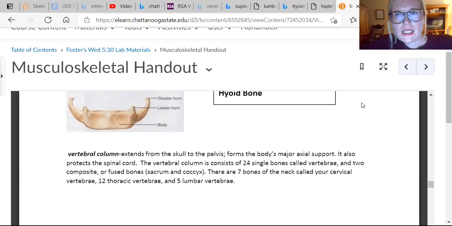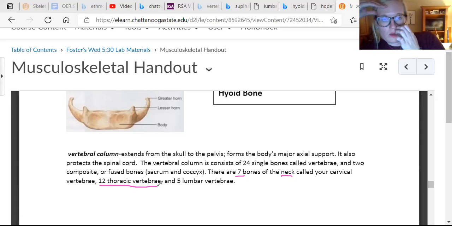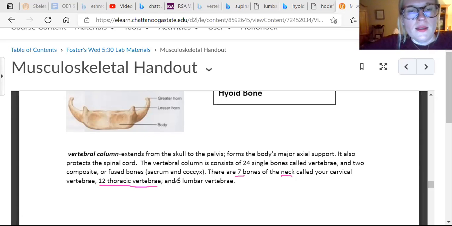So you've got 7 cervical vertebrae. So think about eating breakfast at 7. They form the neck vertebrae, called your cervical vertebrae. And then there's 12 thoracic vertebrae. And think about eating lunch at noon, right? Then there's 5 lumbar vertebrae. So think about eating dinner at 5. So breakfast at 7, lunch at 12, dinner at 5. 7, 12, and 5. All right, so we're going to look at those. Let me clear this.